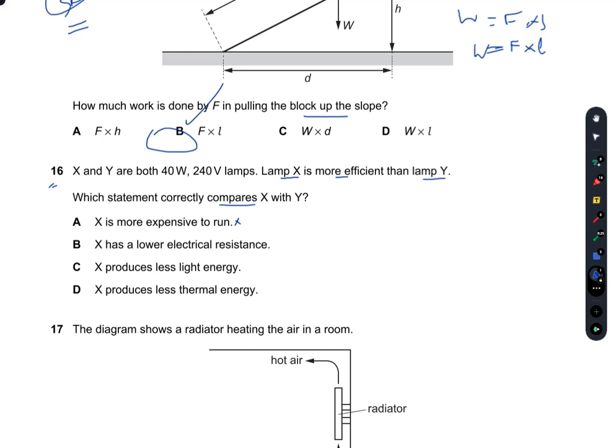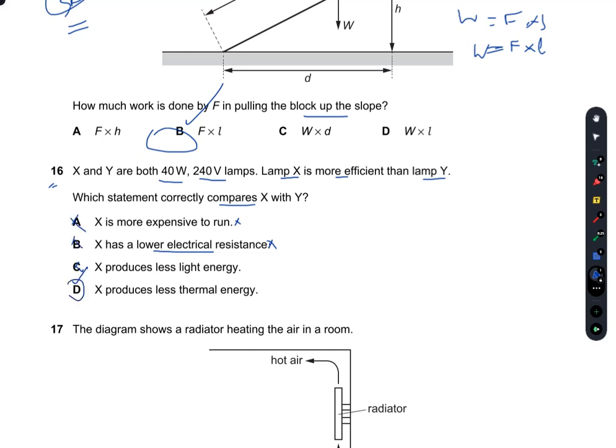This can be or cannot be true, but they both are 40 watt, 240 volt lamps. I mean, they both are identical. So that doesn't mean X will have lower electrical resistance, because they are supposed to be identical. X produces less light energy? No, they both are lamps. X is more efficient because it produces more light energy. So I'm only left with D as the right choice.